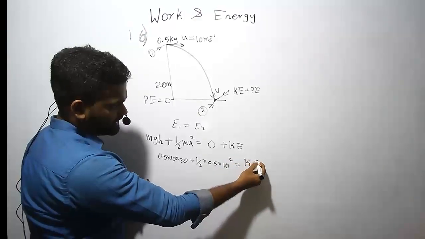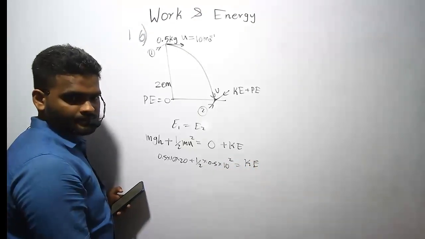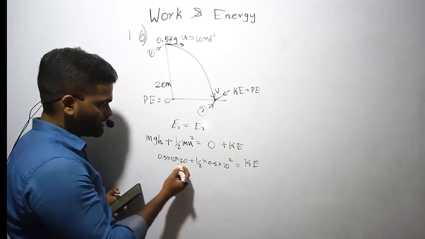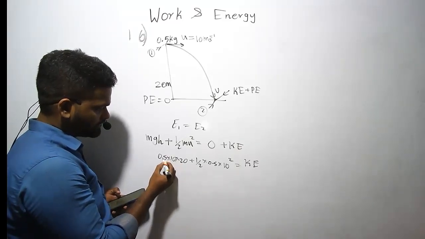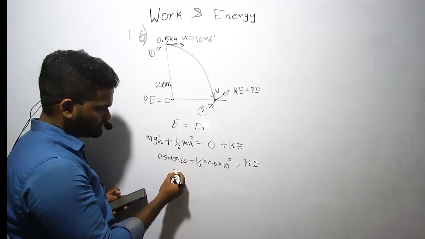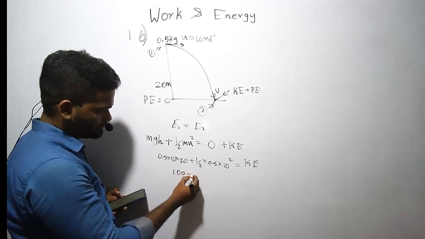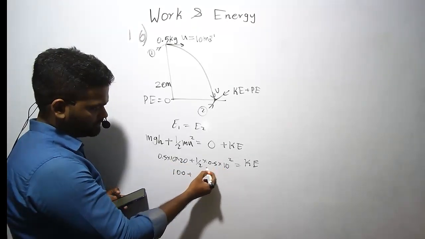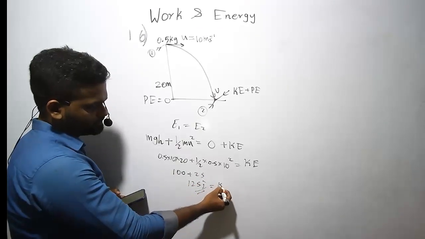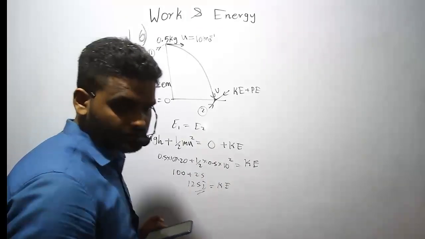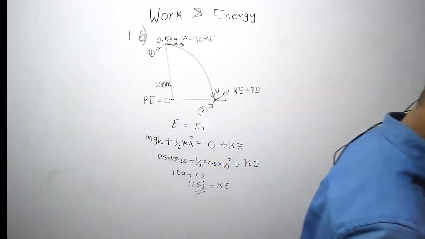Then it is equal to KE. So this is 100, 100, 25, 125 joules. Take it down.